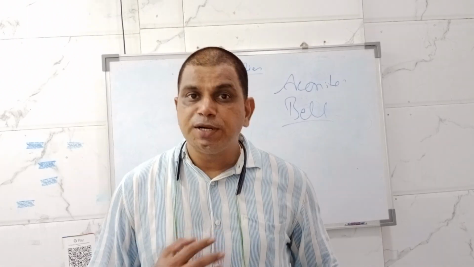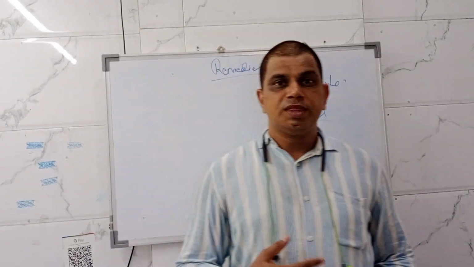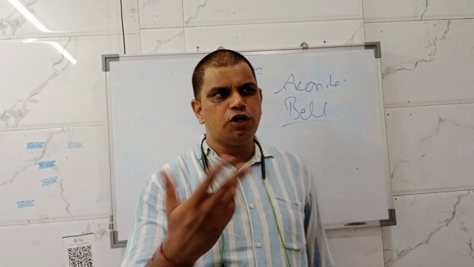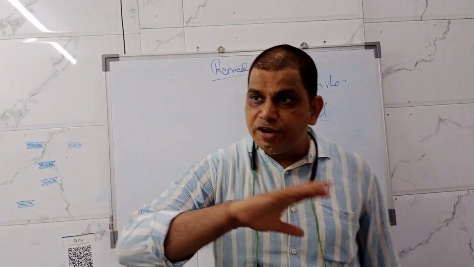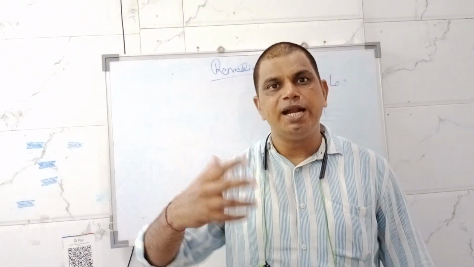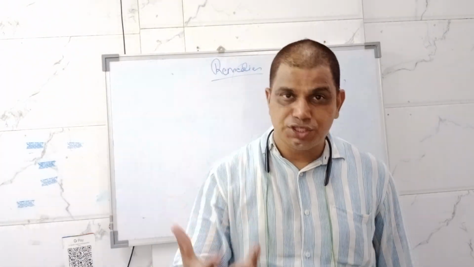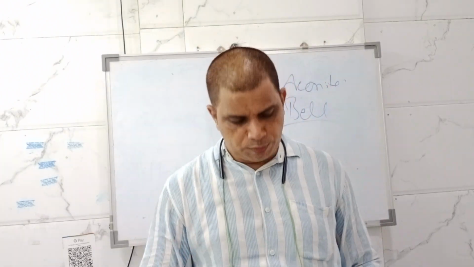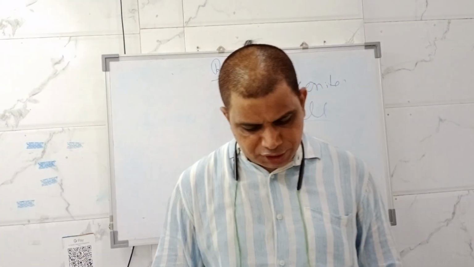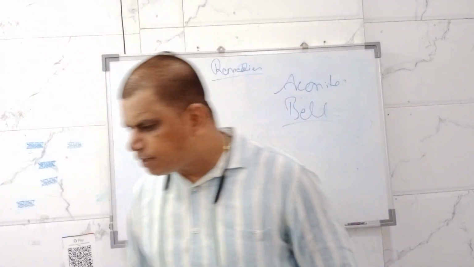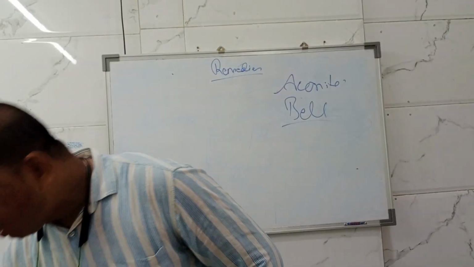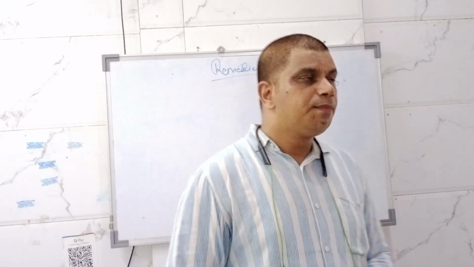Then what are other aspects of belladonna? The other aspect is you'll find redness. We all know that redness. Every complaint is with redness. So hot head, red face, and congestion. Congestion is too much. Everywhere there is congestion. So this is about belladonna. I can talk more about it, but let's go ahead.